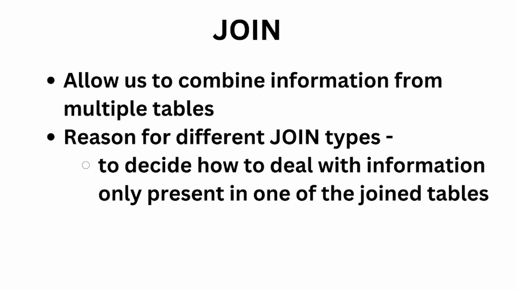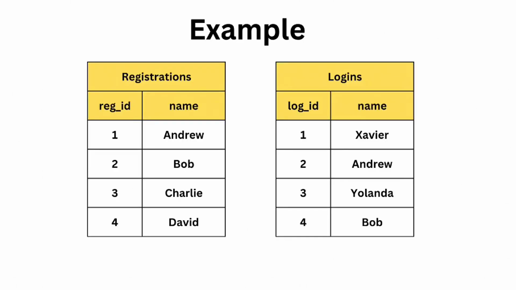Now, the main reason for the different join types is to decide how to deal with information only present in one of the joined tables. So let's begin by imagining a very simple example. Let's say our company is holding a conference for people in the movie rental industry. So before the conference actually starts, we're going to have people register online beforehand. And the registration is simply just providing their name, and we'll keep track of people as they register.